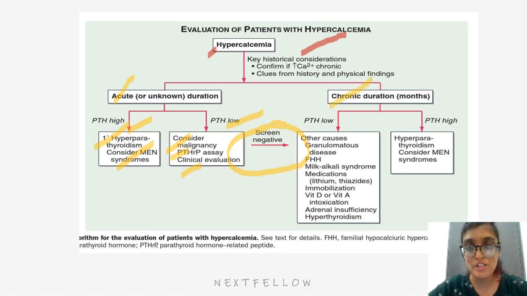Now, if the duration is chronic, again we'll measure whether PTH is low or PTH is high. If the PTH is high, there are few causes, that is hyperparathyroidism, consider MEN syndromes again. If the PTH is low, other causes like granulomatous disease, familial hypocalciuric hypercalcemia, milk alkali syndrome, medications like lithium and thiazides, immobilization, vitamin D and vitamin A intoxication, adrenal insufficiency, and hyperthyroidism.